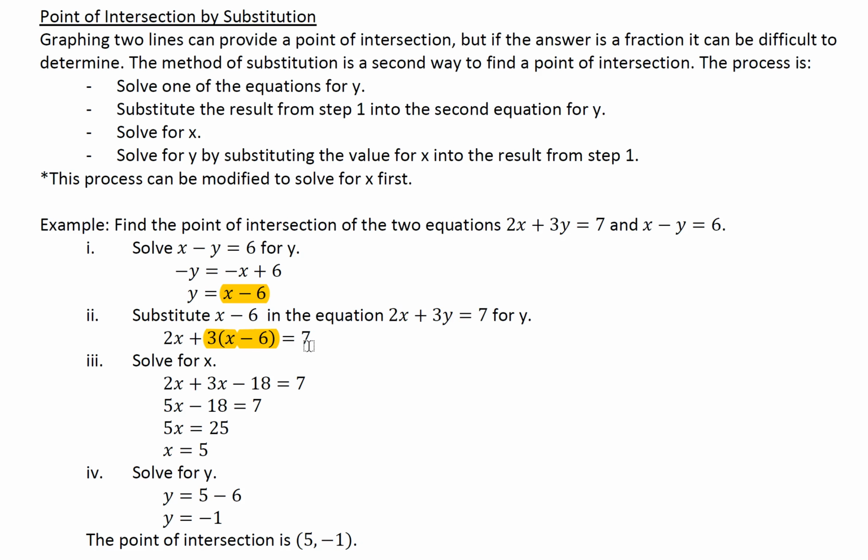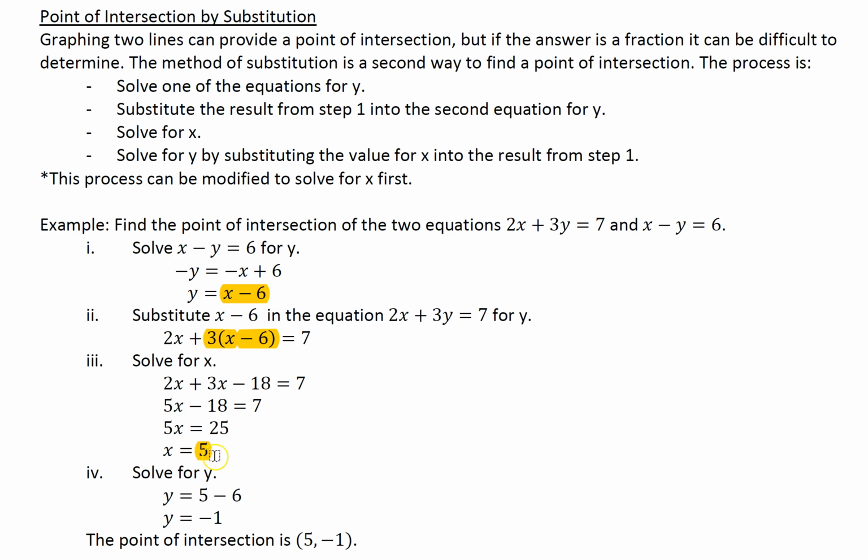Okay. The equation only has the variable x in it now, so we can use the distributive property and add like terms and then solve the equation. So I get 2x plus 3x minus 18 equals 7. I have 5x minus 18 equals 7. And solve that equation by adding 18 to both sides of the equation. And lastly, divide by 5. So I get x equals 5. All right, this is one of the pieces of my answer, x equals 5.